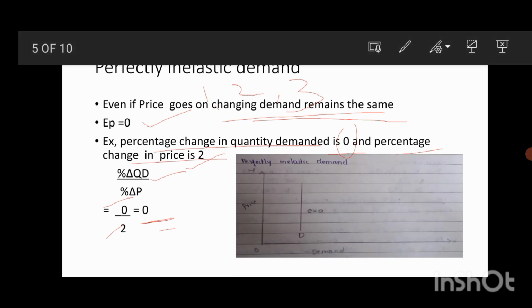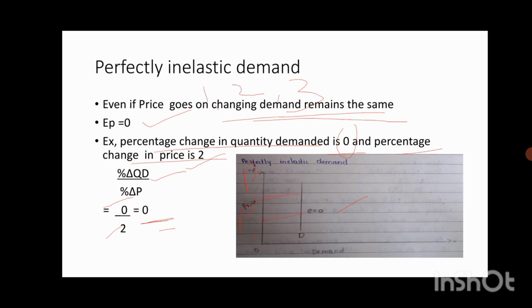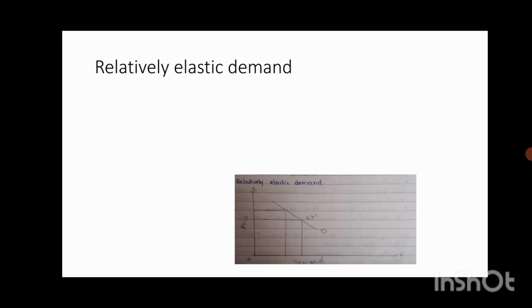You can see this diagram also. Here elasticity of demand is equal to 0, and you can see that the demand curve is a vertical straight line. Here price may be P1 or P2, anything, but demand remains the same, it doesn't change. Then the next one is relatively elastic demand.